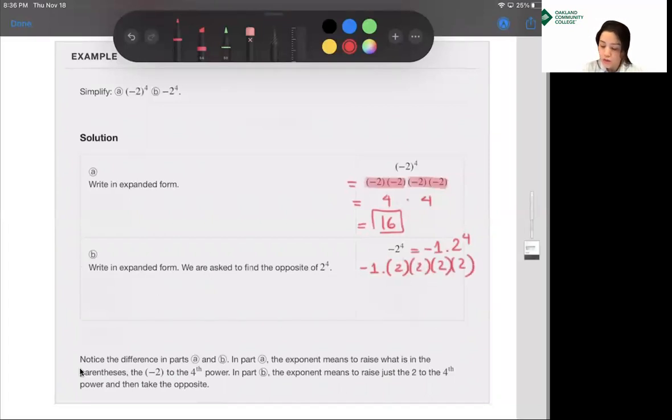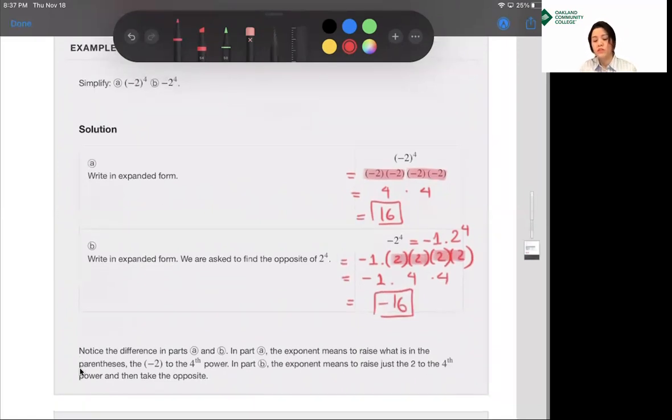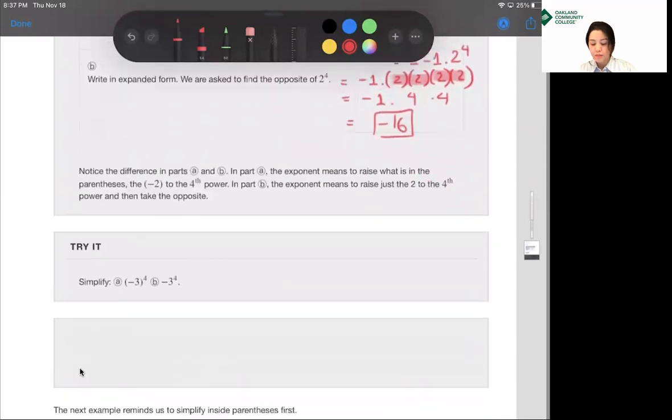What's 2 times 2? 2 times 2 is 4. And another 2 times 2 is 4. Bring down the -1. So -1 times 4 times 4 will be -16. So be careful when you take a power of a negative number. If it's within the parentheses, the power applies to the negative. If it's without the parentheses, that means there's -1 times that number to a certain power. Okay. All right. Let's try this one for yourself.